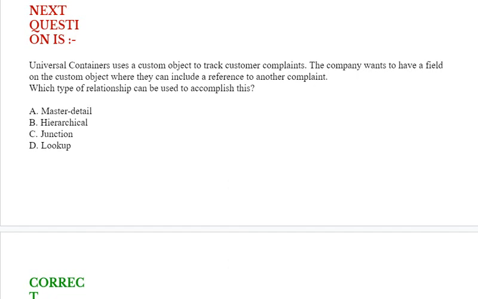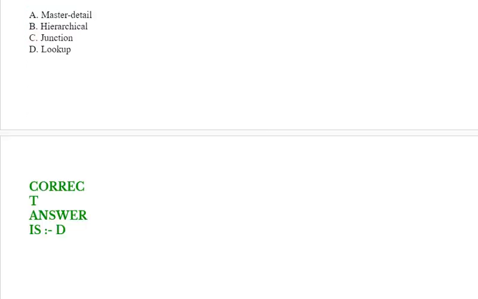Next question is Universal Containers uses a custom object to track customer complaints. The company wants to have a field on the custom object where they can include a reference to another complaint. Which type of relationship can be used to accomplish this? Option A. Master detail. Option B. Hierarchical. Option C. Junction. Option D. Lookup. Correct answer is option D.